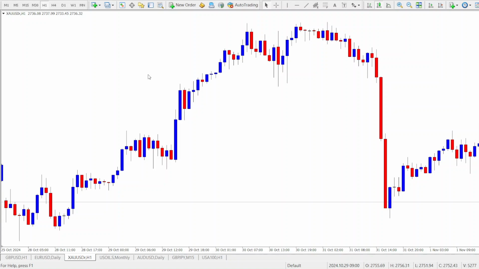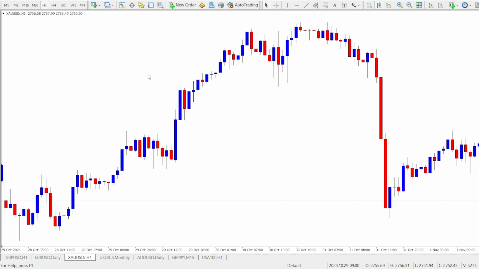A lot of traders like trading gold, but some traders don't exactly know the best strategy to apply when trading gold. In as much as gold is a favorable currency pair to trade, it can be very dangerous if you do not know the right strategy to apply, because gold is volatile. It's very volatile. It moves fast.